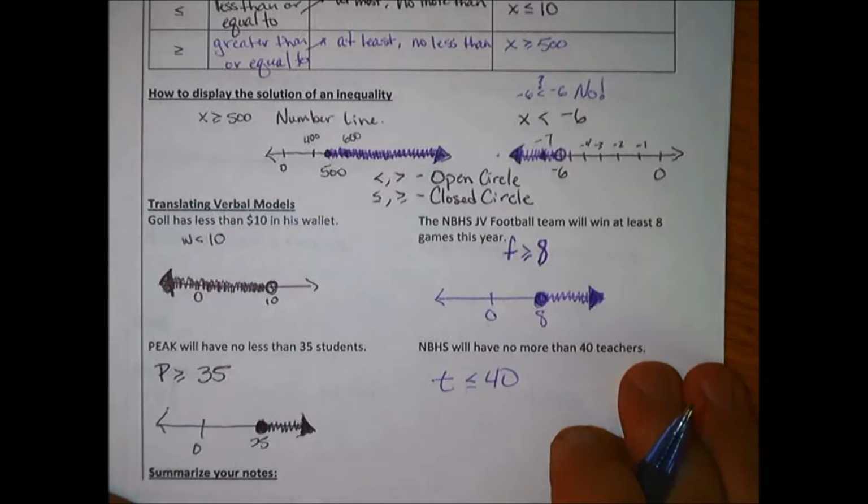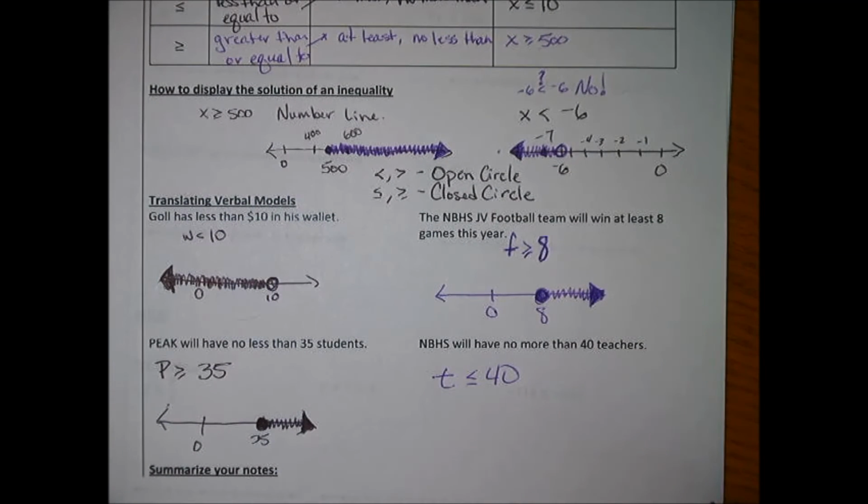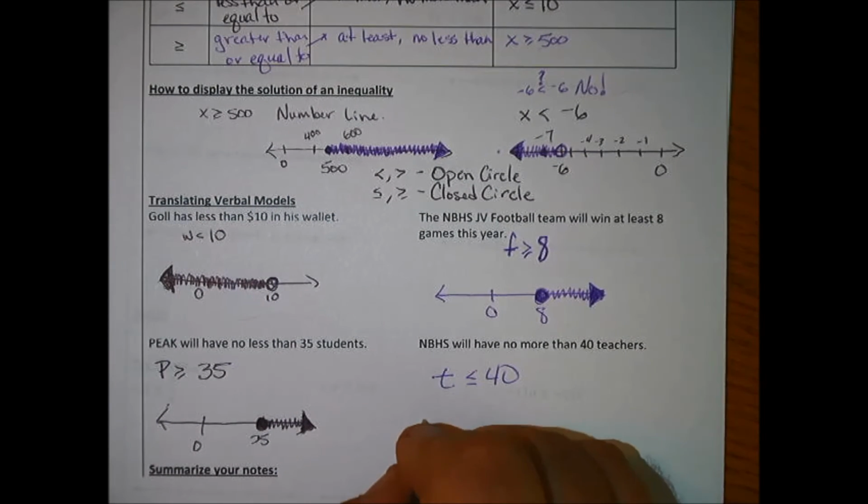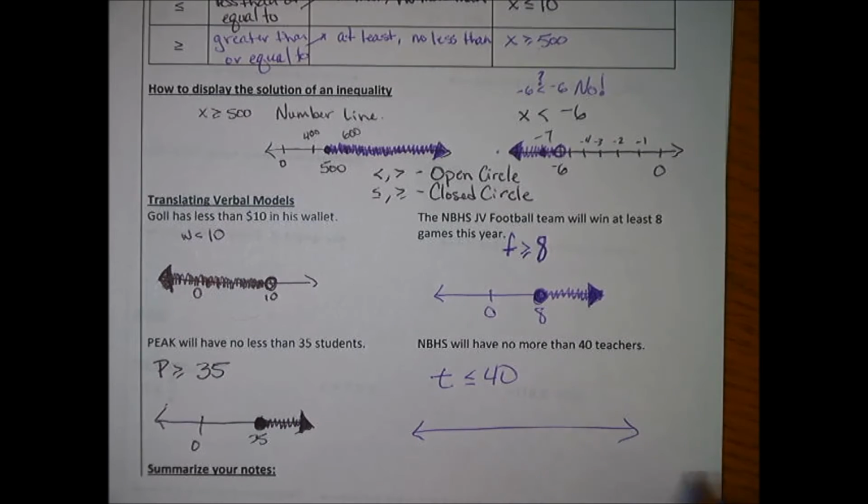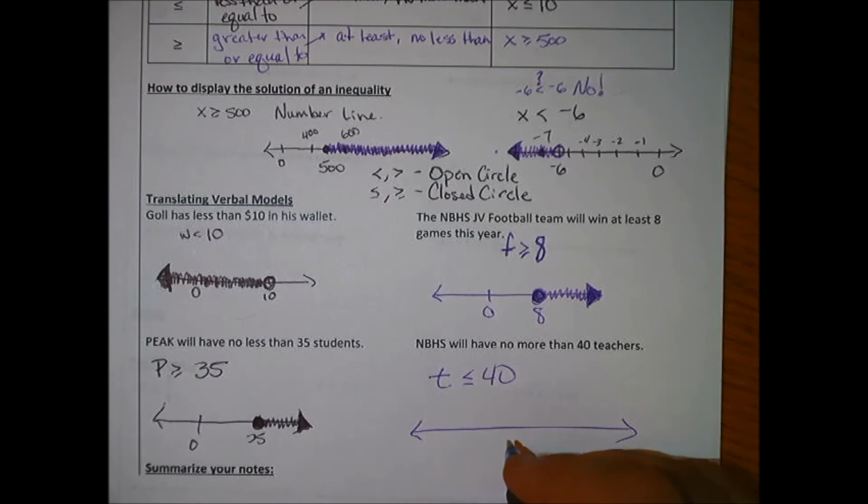No more than is less than or equal to. Got music going on outside. It's pretty cool. All right. So to graph this inequality, we have 0 there, maybe 40's there. And no less than means that we can have 40, and we can also have smaller numbers.